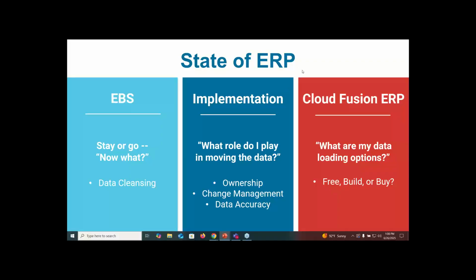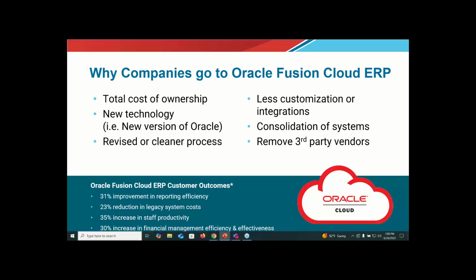So why do companies go, or why would you choose? A lot of times we hear cost, maybe on an older version of EBS, so you're looking to upgrade. Well, why upgrade? You can just go to the latest and greatest, of course, with cloud. Maybe you have some customizations. Maybe you want to consolidate through acquiring companies and you have some disparate systems out there that you want to bring into one, have that single source of truth.